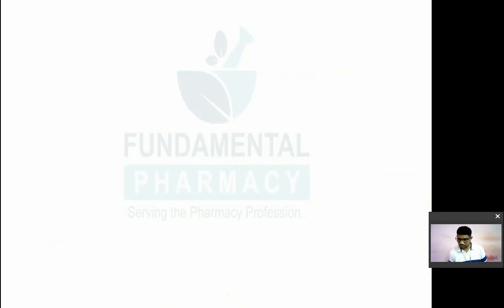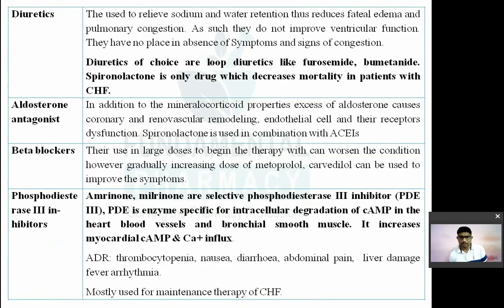Now again, you can see another class of drug used in congestive cardiac failure is the diuretics. Particularly your loop diuretics, they are used to relieve the sodium and water retention. So what happens in heart failure is that due to decreased cardiac output, blood accumulates in your heart, and blood also accumulates in the pulmonary blood vessels, and that causes edema. It causes swelling there. And blood also accumulates in the peripheral blood vessels and edema occurs there too, so you get swelling.